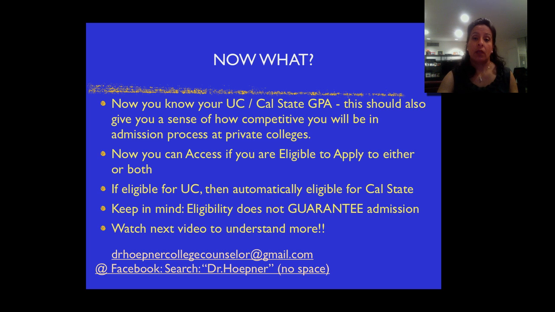Now you can access to see if you're eligible to apply to either the UCs or the Cal States, and that's coming up in my next video. If you're eligible for the UC system, then you're automatically going to be eligible for the Cal State system, and I'll show you that in the next video. Keep in mind that eligibility does not guarantee admissions, and I'll explain what that means in our next video.